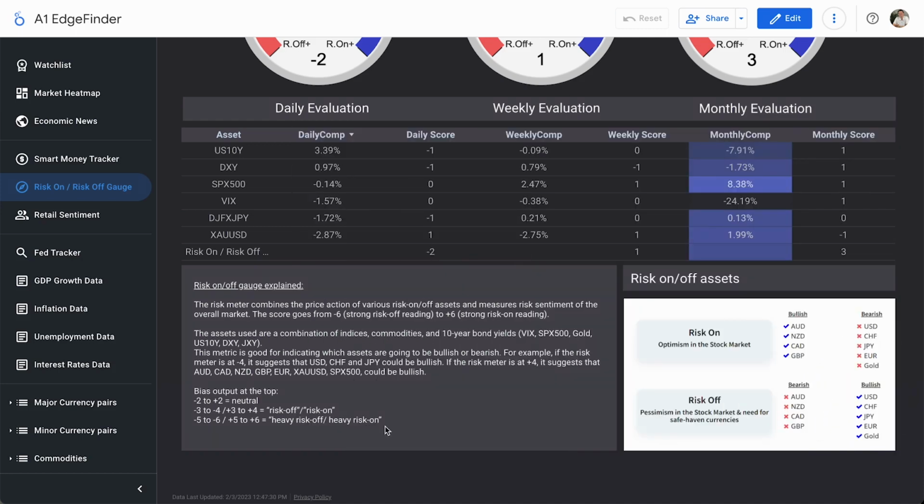And we also have a written explanation of how we score things, so we can see like -2 to +2 comes out as a neutral score. -3 and -4 is in that risk off, or +3, +4 is in that risk on section here. Again, meaning that typically speaking, these pairs might make for some good trades. And then -5, -6 is heavy risk off, and +5, +6 is heavy risk on.